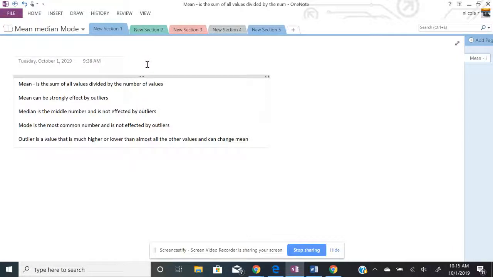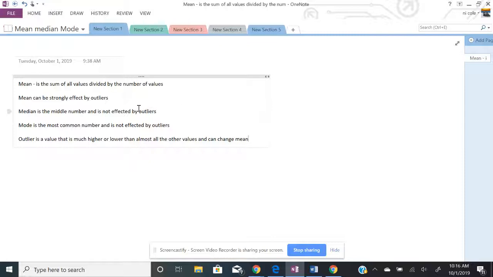All right, guys. So we are working with mean, median, and mode, along with some statistical distributions. Mean is the sum of all values divided by the number of values. So you're going to take all the numbers you're given, add them up, and divide by the total number there are.